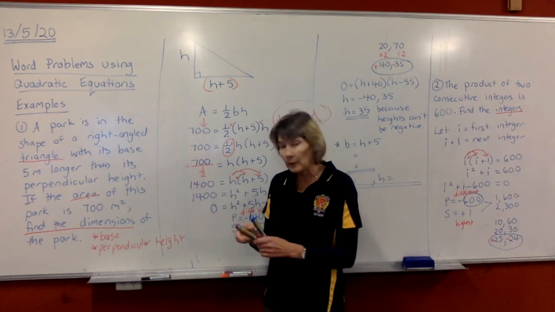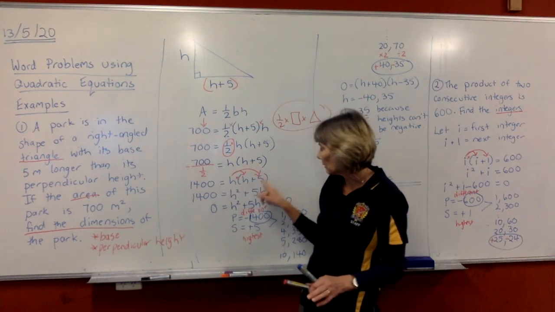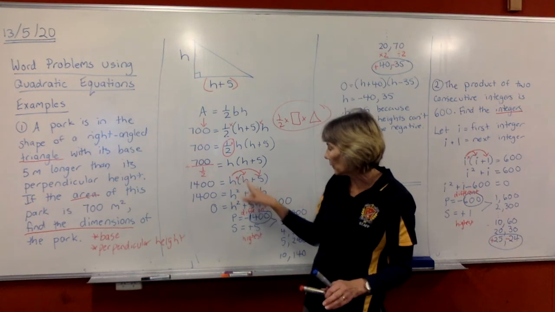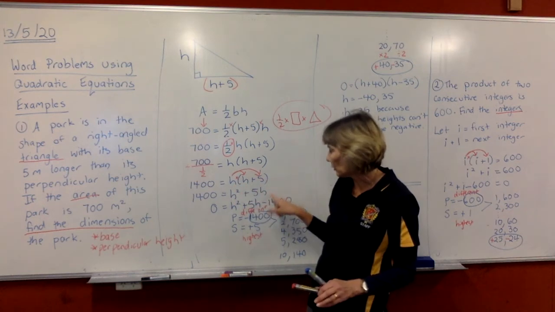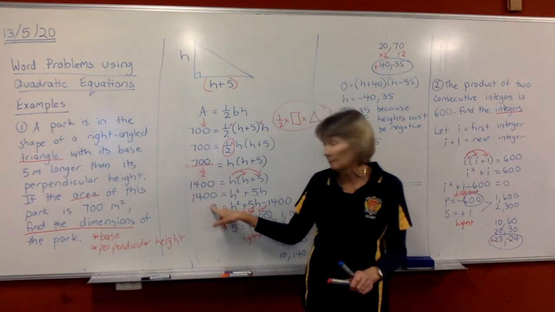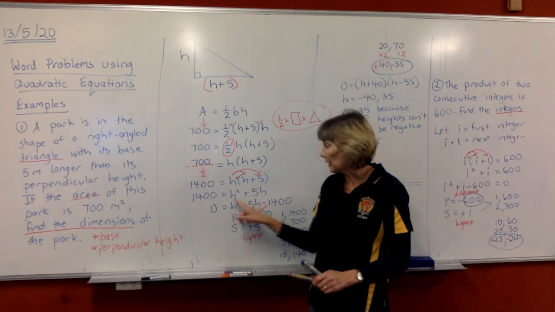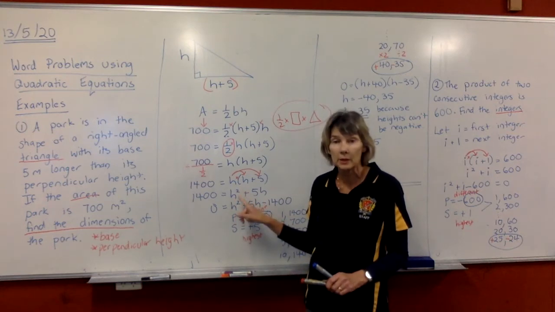Over here now, all we have to do, because we've got rid of our fraction, is expand our brackets. So we've got h squared plus 5h on the right-hand side, and this worked out to be 1400 over here. So now we're going to have a look at what we've got. It's a quadratic equation because we can see the letter is squared.